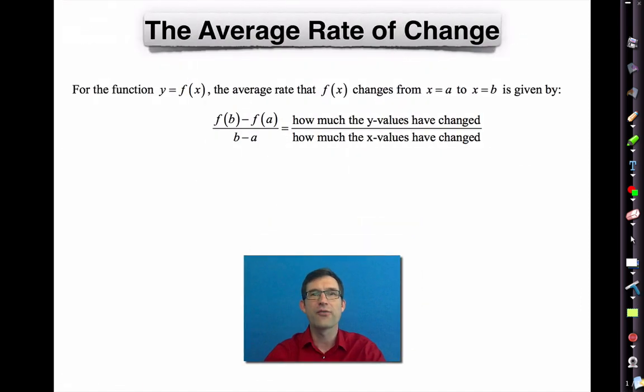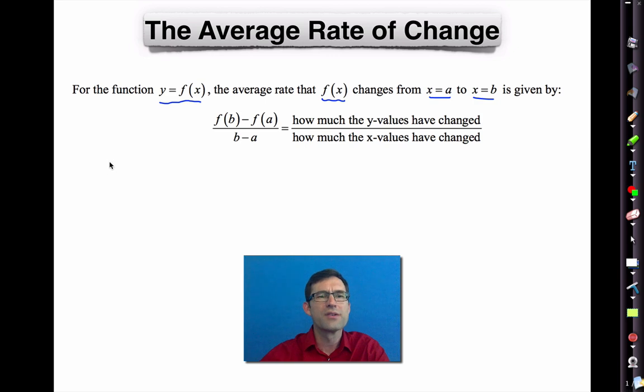All right, the average rate of change. For the function y equals f of x, the average rate that f of x changes from x equals a to x equals b is given by f of b minus f of a divided by b minus a.